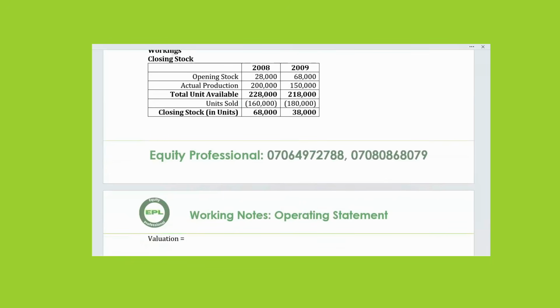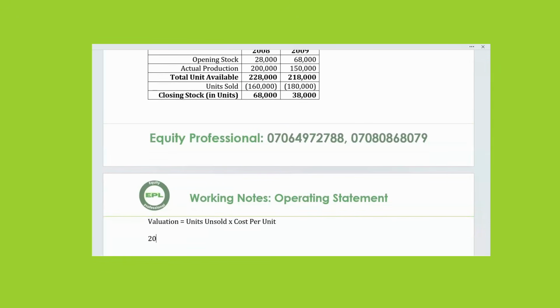Remember, valuation is unit unsold, or closing stock in units, whichever one you want to call it, multiplied by cost per unit, depending on the method you are using. So in 2008, under the ACM, absorption costing method, how many units were unsold in 2008? Festus? 68,000.